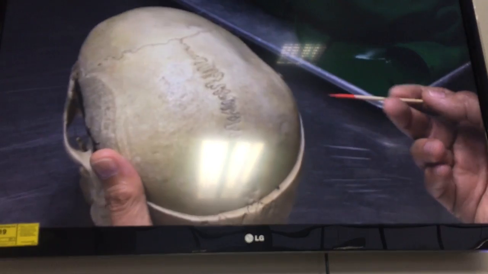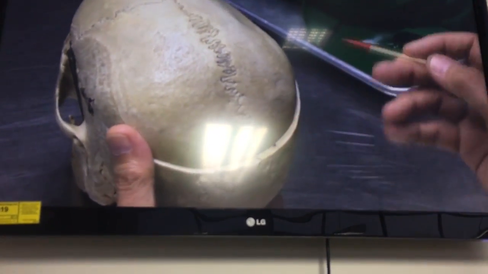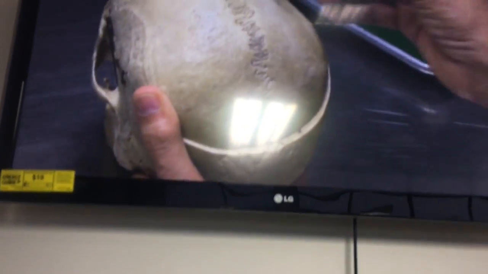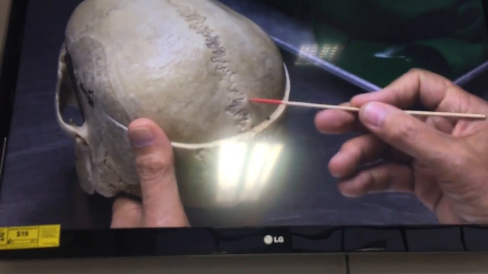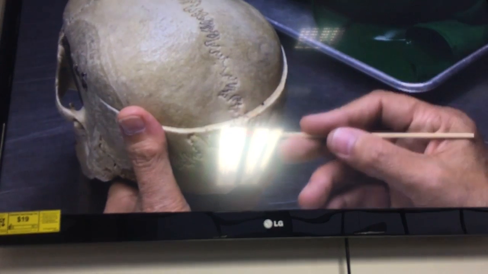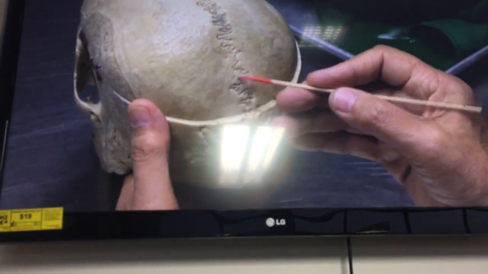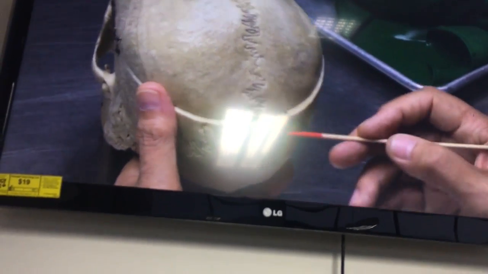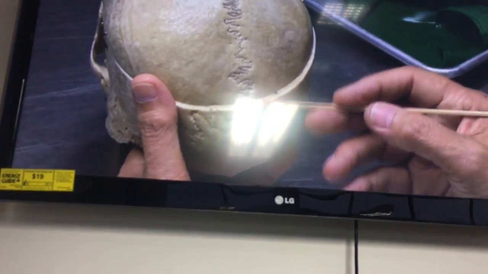There are a couple of fontanelles, even at other points, but the two important ones are the anterior fontanelle and the posterior fontanelle, right at the back, where the two parietal bones meet the occipital bone, right at this point. The posterior one closes usually by about 3 to 9 months.